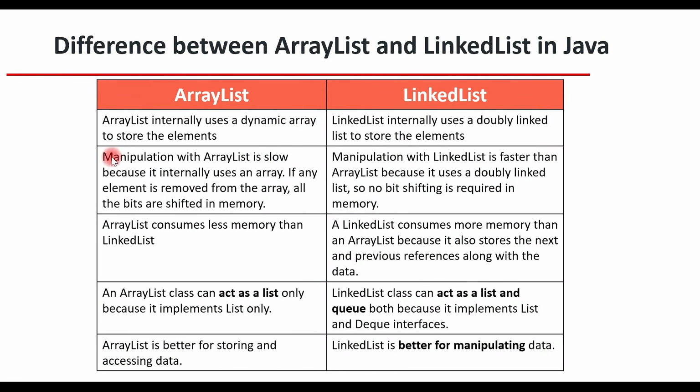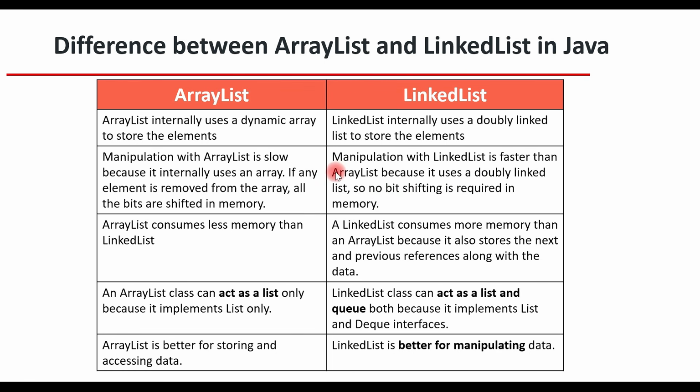The next difference is that manipulation with ArrayList is slow because it internally uses an array. If any element is removed from the array, all the bits are shifted in memory, whereas manipulation with a LinkedList is faster than ArrayList because it uses a doubly linked list, so no bit shifting is required in memory.